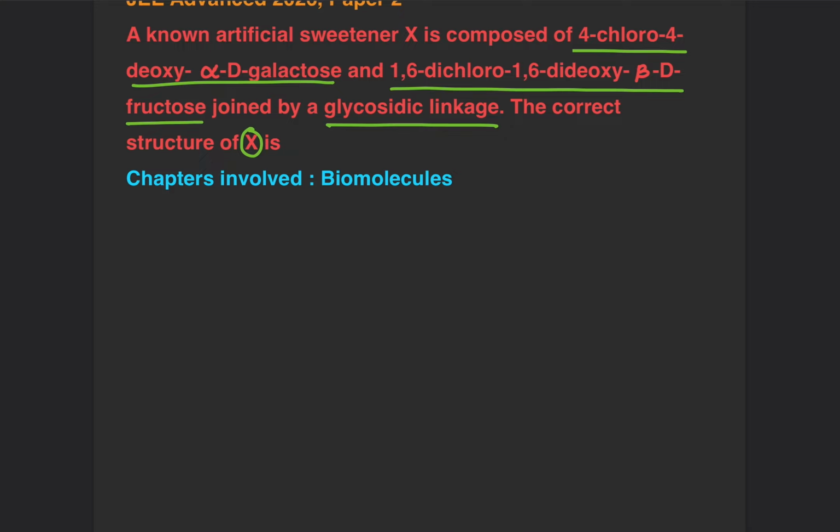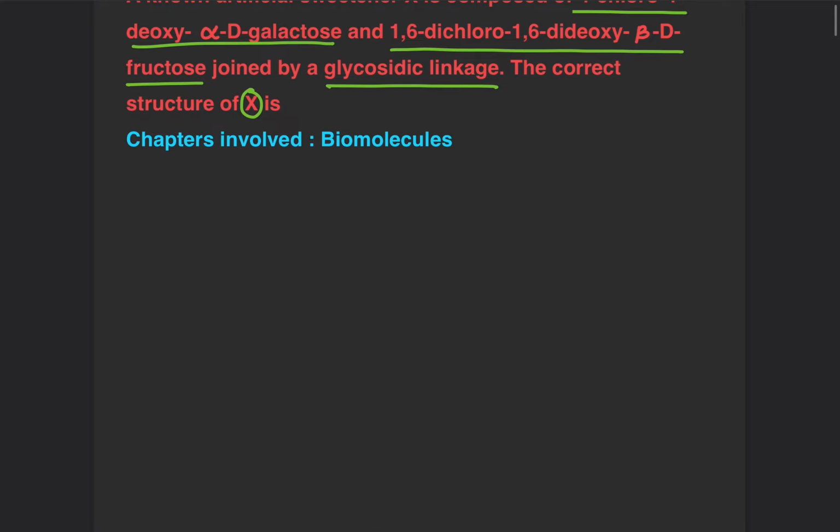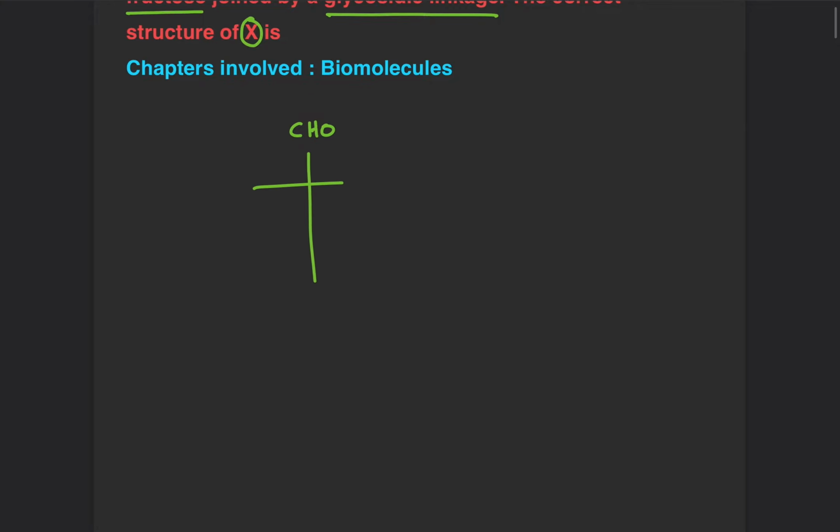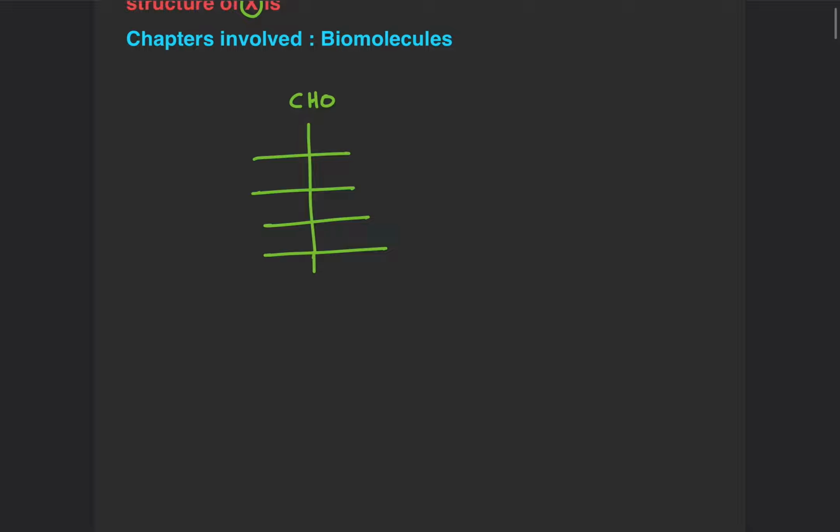Okay, which is given to us in the question, that it looks like this. We'll have a CHO group, then 2, 3, 4, H OH, OH H, H. Okay, so this is the open structure of D galactose.